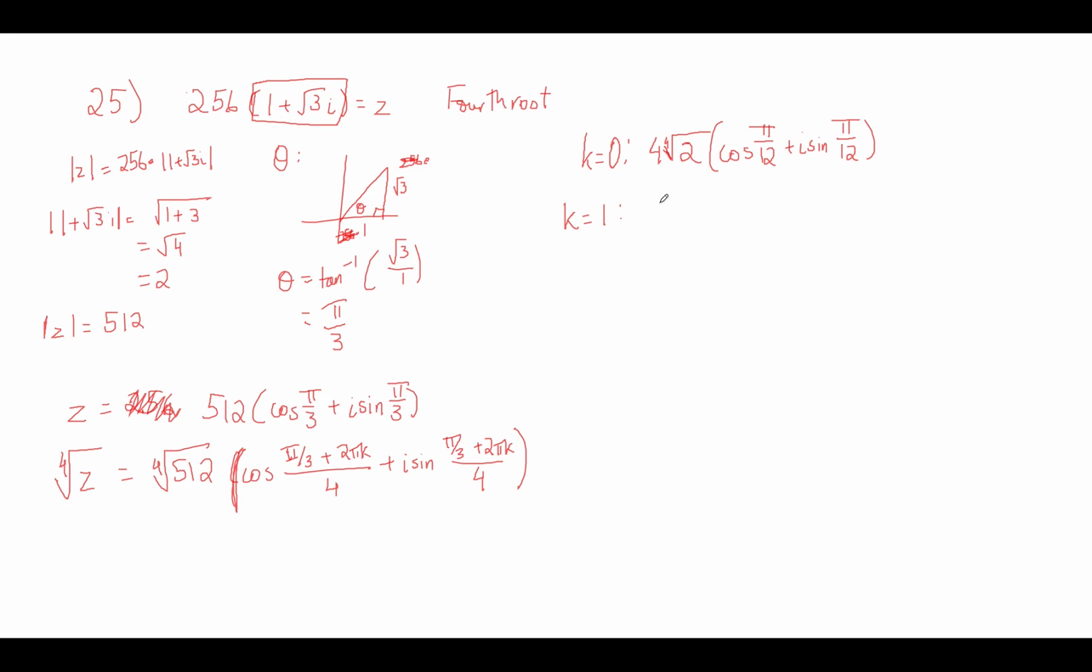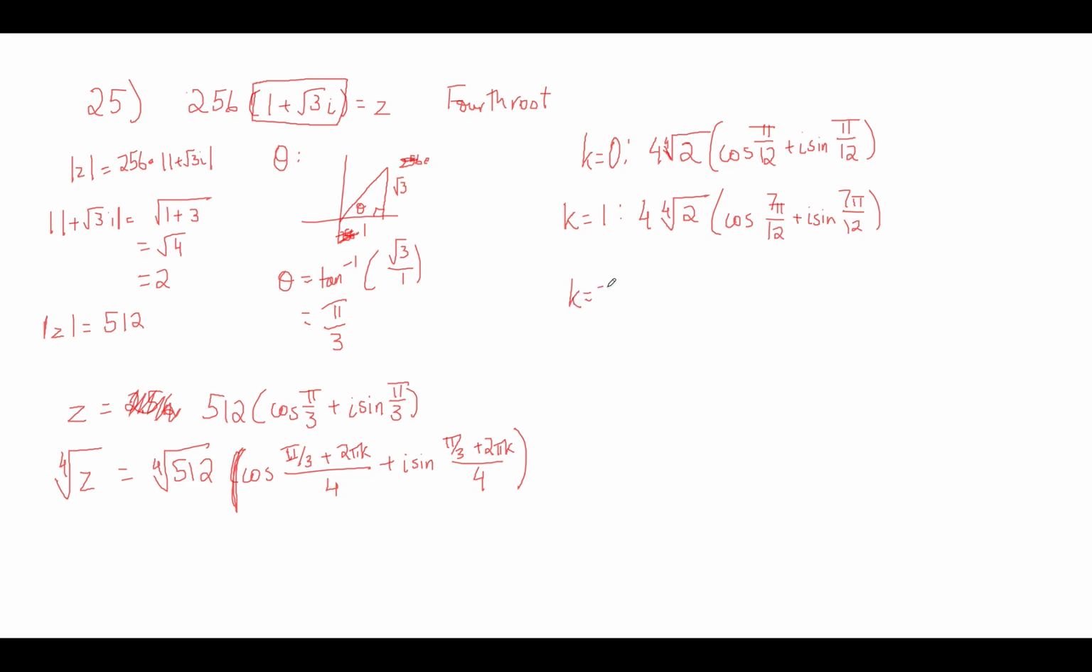K equals 1. Now I start off the same way, 4 times the fourth root of 2 times cosine of, now I put in k equals 1, so that's 2 pi plus pi over 3, which is the same as 6 pi over 3 plus pi, which is 7 pi over 3, divided by 4. So that's 7 pi over 12, plus i sine 7 pi over 12.